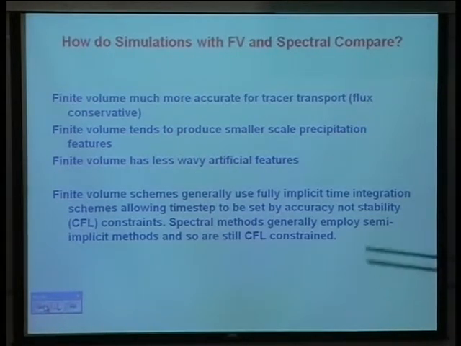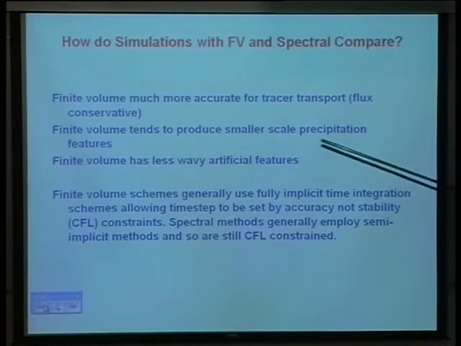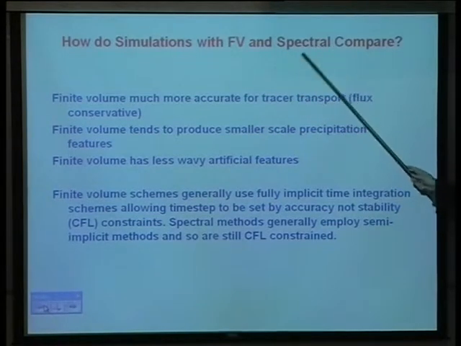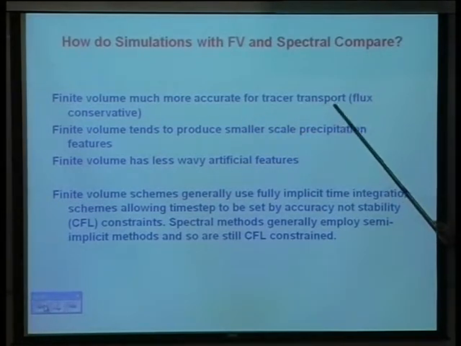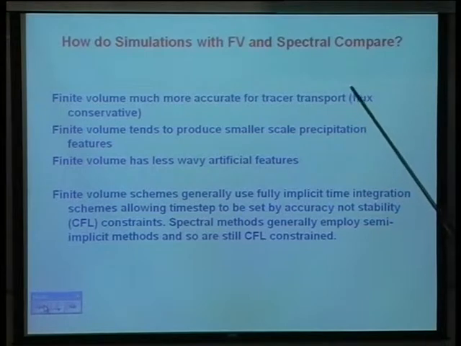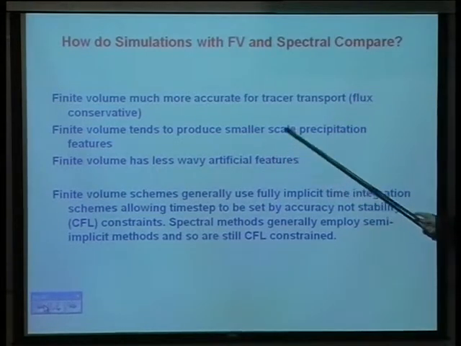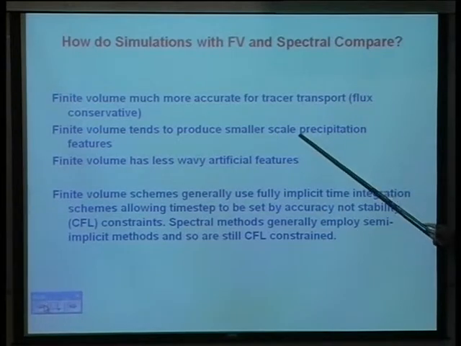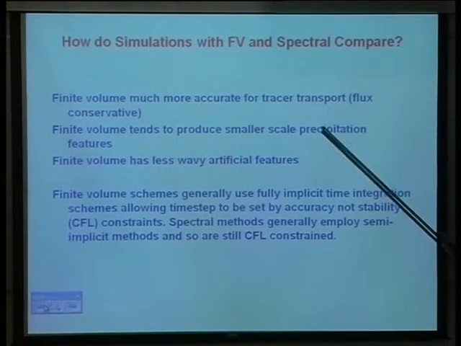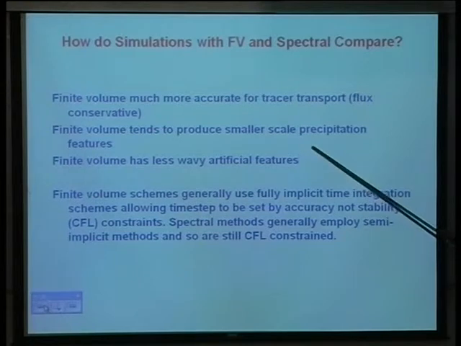Okay, so again, I think I've spoken to some of these points, but I'll just go over them again. Finite volume, how do these finite volume and the spectral compare? Finite volume is much more accurate for the tracer transport. I'll show explicit examples of this. It also tends to produce smaller scale phenomenon, which is good, right? I mean, one of the problems with GCMs is that the precipitation fields are much too broad, much too large scale.